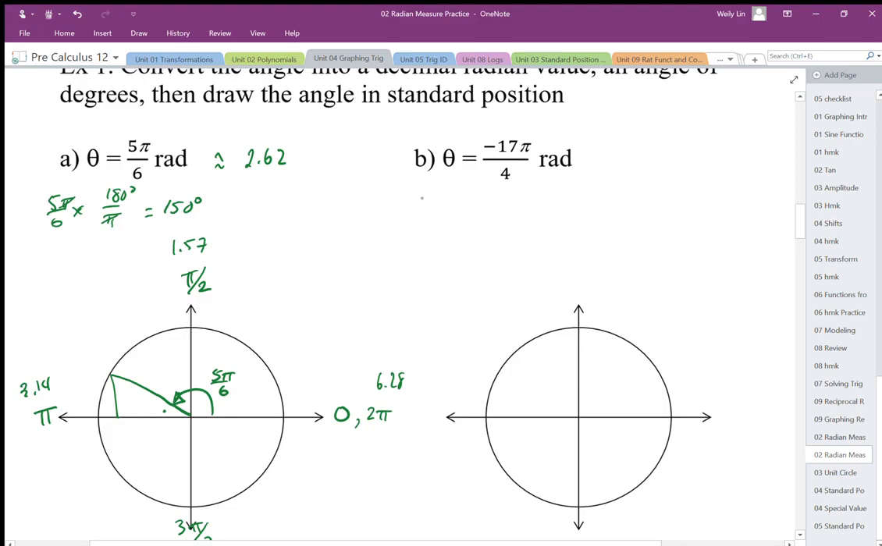So negative 17 pi over 4, we're going to get rid of the radians by multiplying by 180 over pi, so the pi's cancel out. I'm going to have 180 divided by 4 is 45. 45 times 17 is going to be negative 765. So I'm going to have to go backwards here. I'm going to have to go backwards 360, 720, plus another 45 degrees backwards.